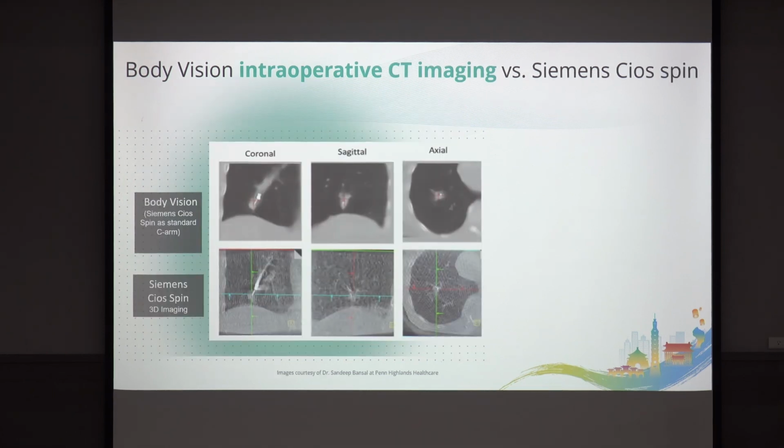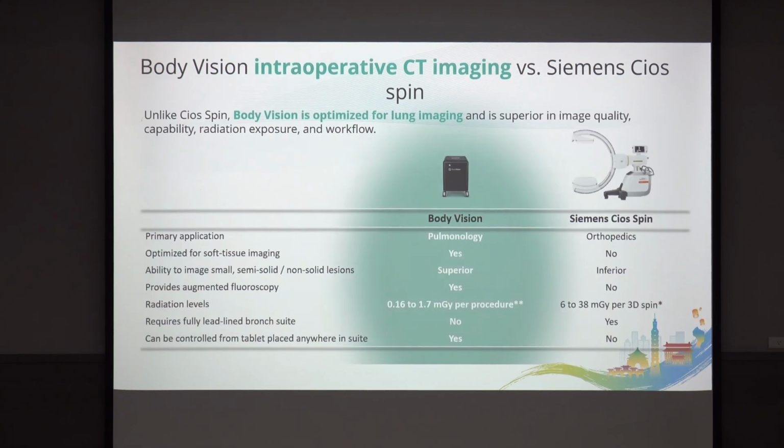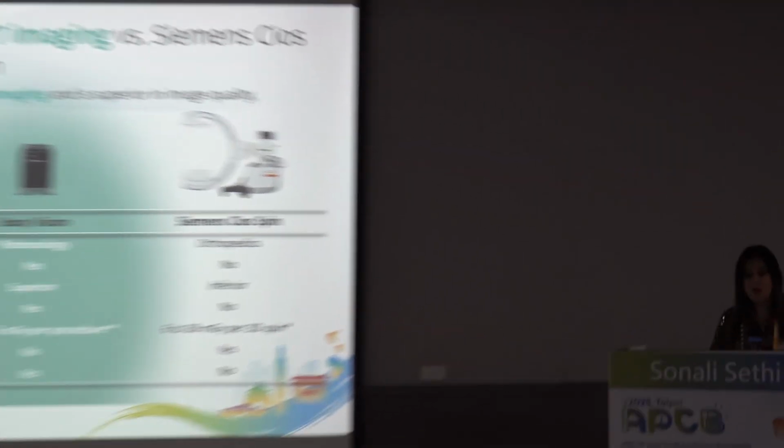This is intraoperative CT imaging versus your mobile cone beam machines. This was in my bronch suite that we looked at. You can see at the top is Body Vision again, same patient, same lesion, versus the CIOS imaging. I have both a GE 9900 and the CIOS. We brought them both in to get imaging on the same patient to see what it looked like. With the mobile cone beams, the same benefits I just showed you. When you compare the two, the biggest things here are obviously the cost, the radiation dose, and the augmented fluoroscopy, which to me is very important.